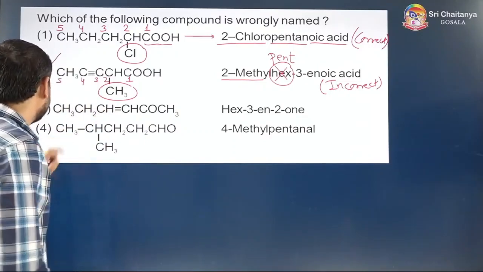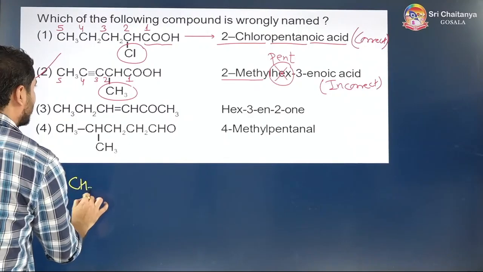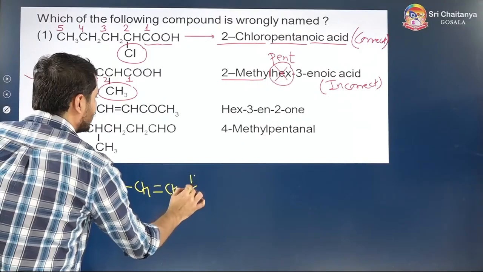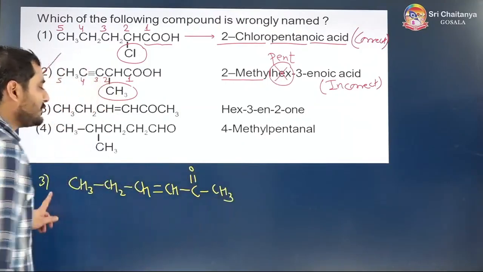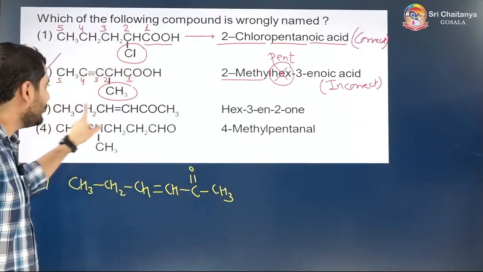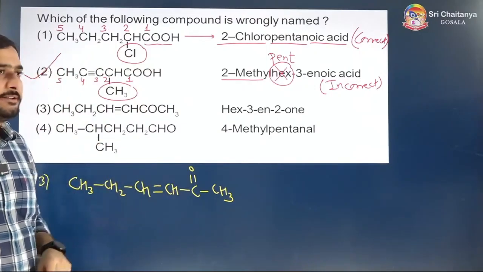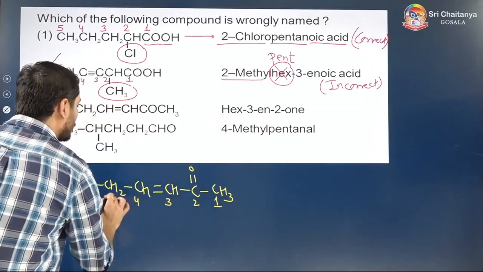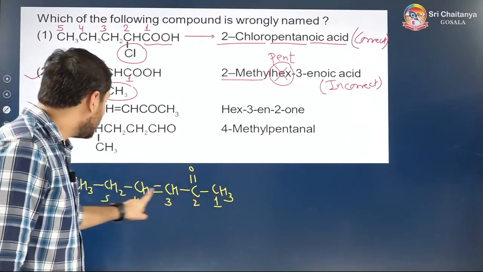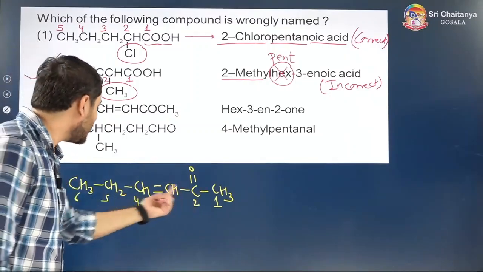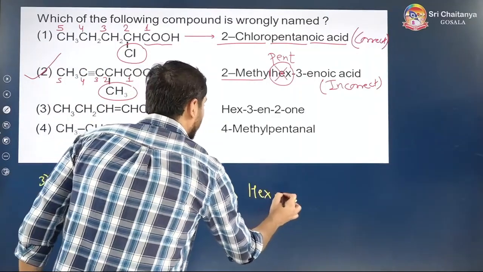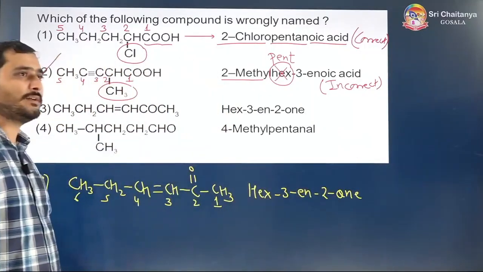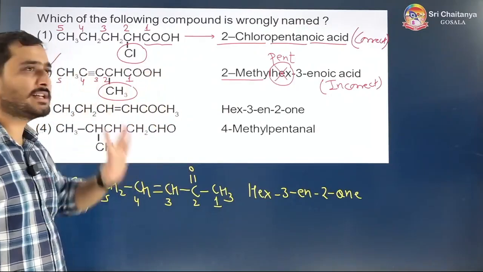Let us move to option 3. So if we write the third structure, it is CH3, CH2, CH double bond CH, C double bond O, CH3. Tell me which functional group is present in the third option. What is the functional group present here? Very good. Ketone. So ketone will get the least number. So 1, 2, 3, 4, 5 and 6. Clear? Now at which position is the multiple bond present? Third position. So first write the word root, hex. At the third position what is present? Ene. And at the second position the functional group is ketone. For ketone what is the suffix? One. So this third option is given correctly.